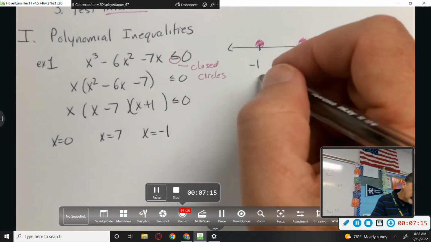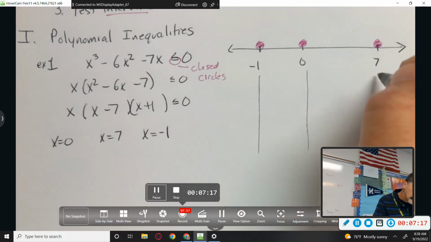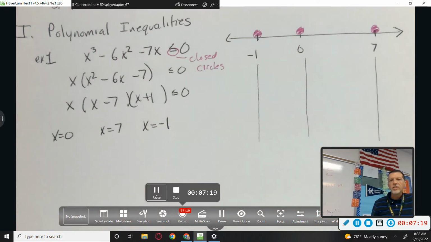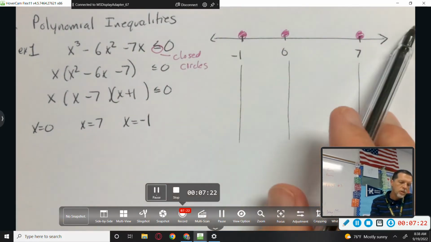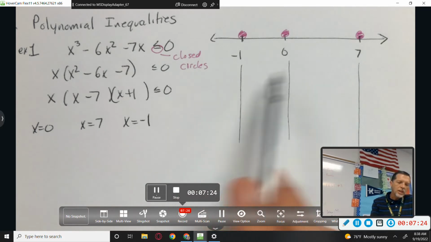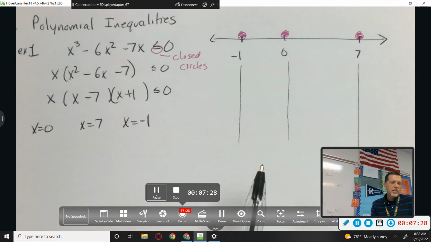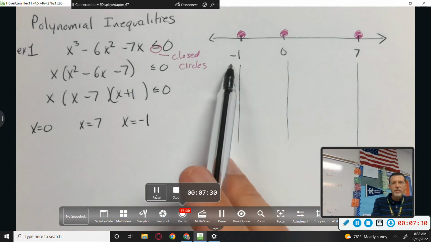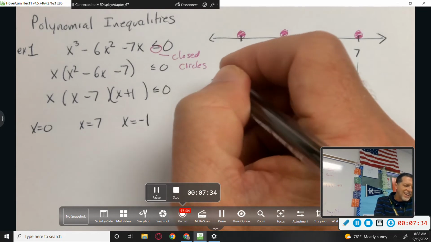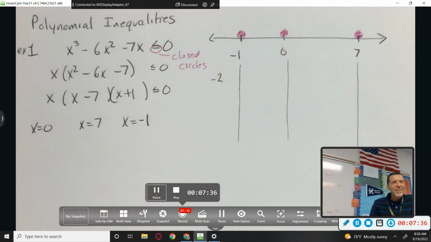Next, we want to test the intervals. I've got 4 intervals here: 1, 2, 3, 4. So I need to pick a number in each interval to test and see if it works or not. So what's your favorite number less than -1? I'm going to go with -2. Any number less than -1 would work. So -8, -5 million, take your pick. I'm going to go -2.